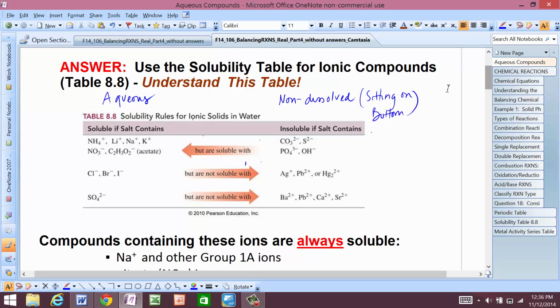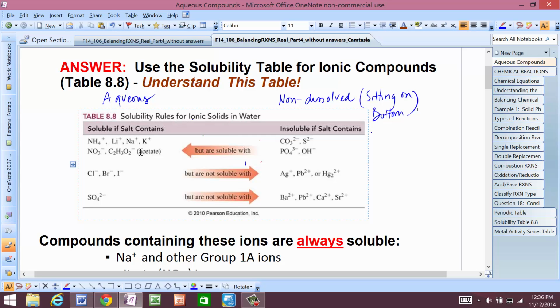So I want us to look at how we read this. These ions over here on the left are aqueous. So that includes, I want to focus on lithium, sodium, potassium first because that's in group 1A. Also ammonium ion, NH4+, nitrate ion, NO3-, and C2H3O2- is the acetate ion. These guys are always soluble, okay? These arrows in the middle lead you towards exceptions. So these guys are always soluble, and if you look, there's no arrow that takes it to the non-soluble side.